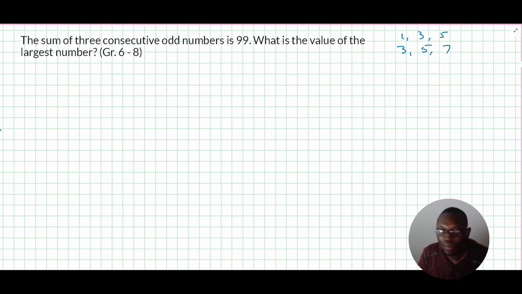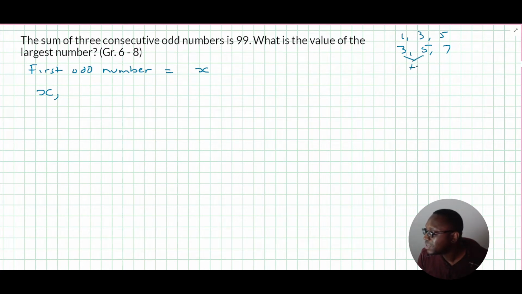So here's how we're going to go about this. We will start by saying that the first odd number is equal to x. So our first odd number is going to be x. What is the second odd number going to be? Pay attention to this pattern here. We're always increasing by 2. So the next one is going to be x plus 2.